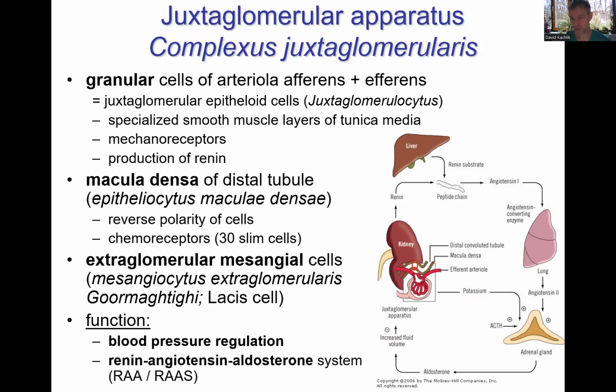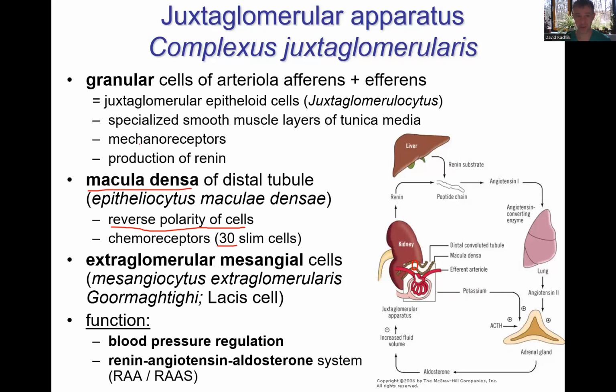And in the distal tubule, there are special cells called macula densa cells. There are about 30 of them, not necessary to know the number. They have a reverse polarity. That means that the nuclei are not basal, but apical, and they serve as chemoreceptors. Then, what is close is the afferent, and sometimes also efferent, arteriole.